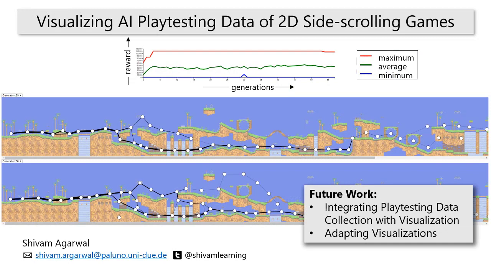The collection of playtesting data can be integrated with the visual interface. This integration will help game designers by giving them more control over different configurations, such as modifying the number of agents in a generation, changing their start position, and customizing reward functions. The visualizations can then be adapted to show the results of these configurations.